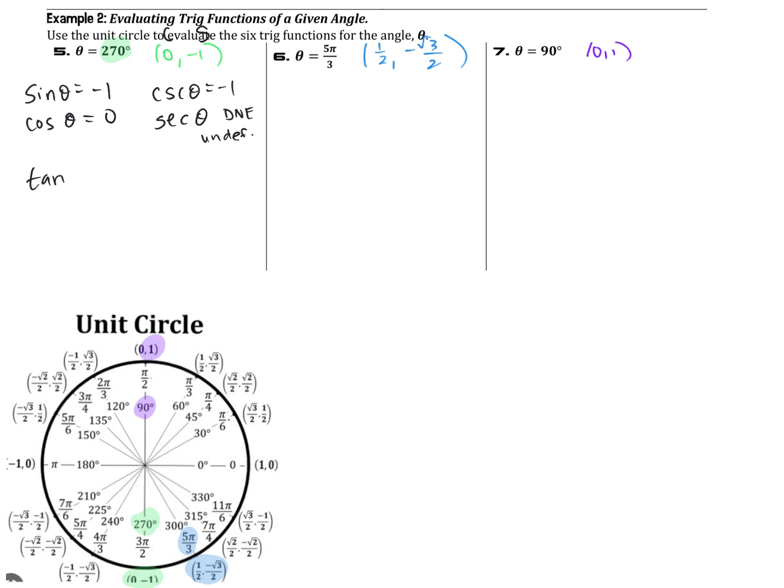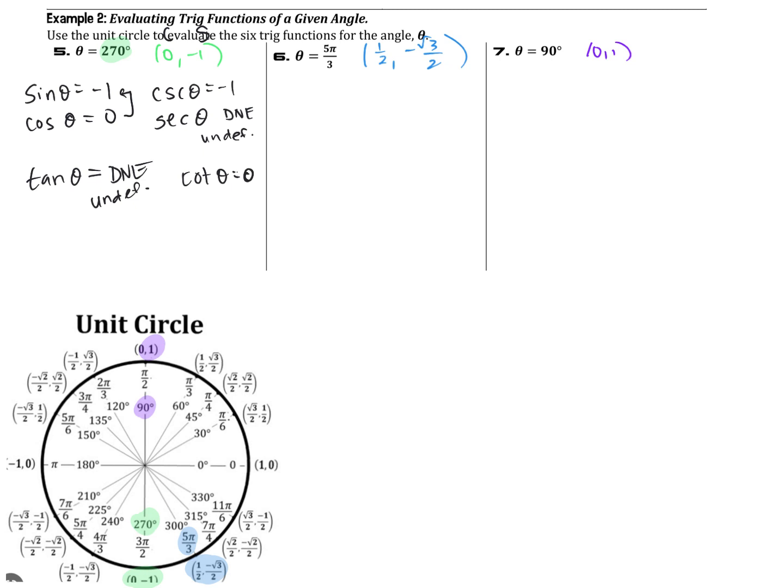For tangent of theta, we're going to divide sine by cosine. Well, that means we're going to be doing -1 divided by 0, and that also does not exist, or you could say is undefined. Cotangent would be the reciprocal of that. So cosine would be in the numerator, which is 0 divided by -1. That one actually is defined. So it's going to be 0. 0 divided by anything is going to be 0.